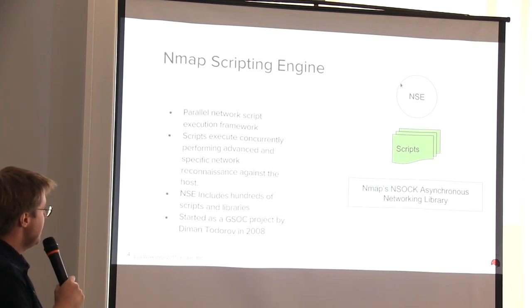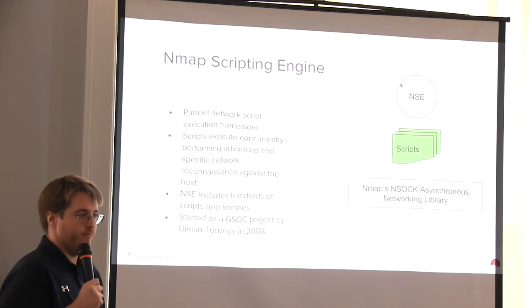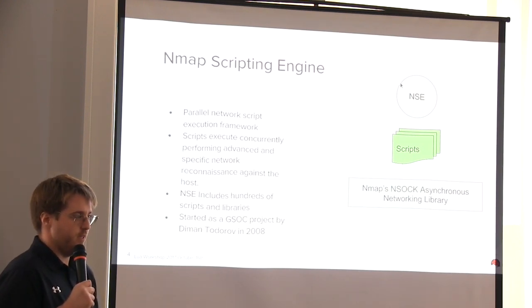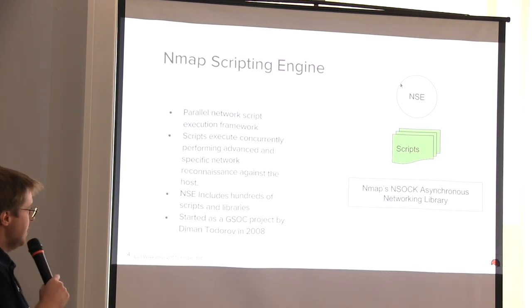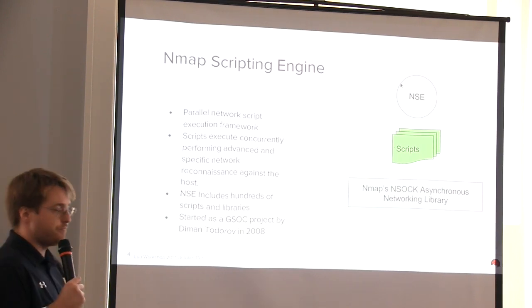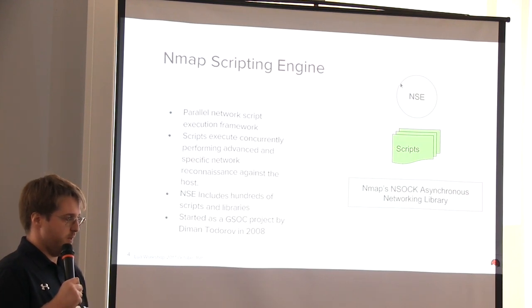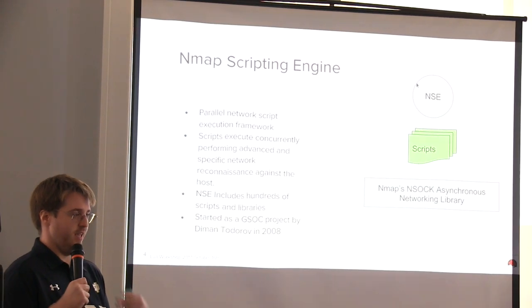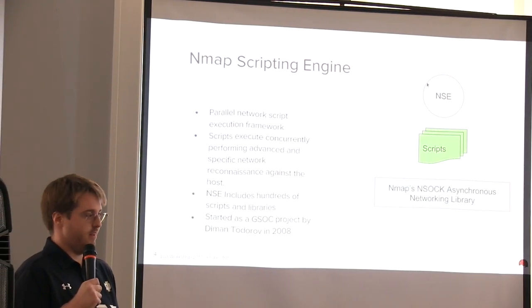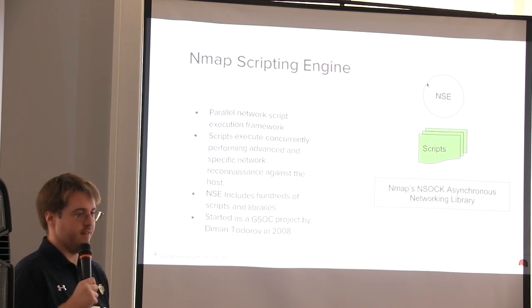Today, the Nmap Scripting Engine includes a few hundred scripts and libraries. I think the number is about 550, close to 600, almost 600. And actually a similar number of libraries, which is pretty amazing. They have HTTP libraries, SSH, SMB, pretty much every network protocol we've got some kind of library for. Anything that's popular.